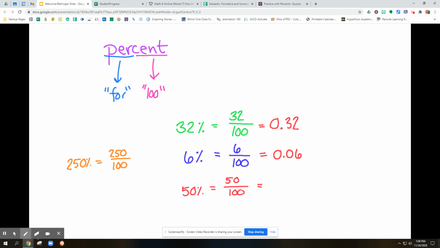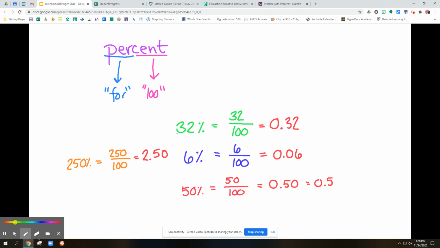And 50% can be written as 0.50. And it can also just be written as 0.5, because 5 tenths and 50 hundredths are equivalent or equal to each other. Over here, 250%, we have over one whole. So you're going to have 2 wholes and another 50% left over. So 2.50.